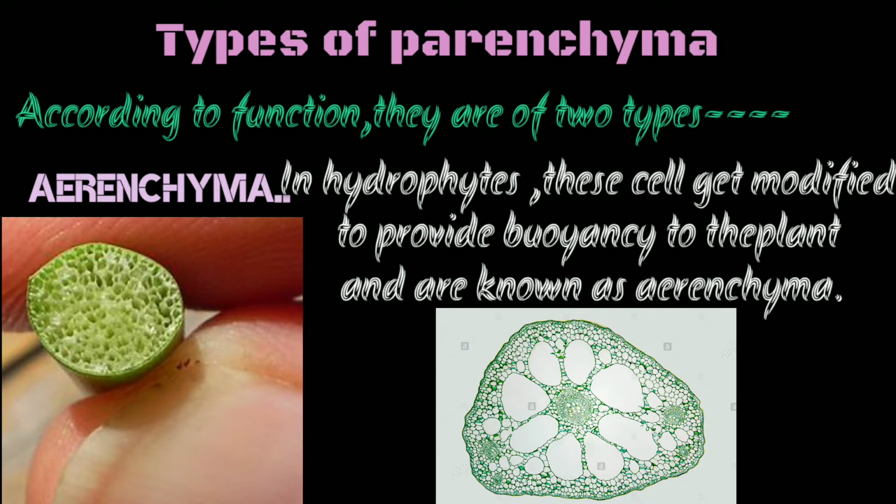Now, types of parenchyma. Actually, there are 2 to 3 types of parenchyma. Here I am first telling you about aerenchyma. What is aerenchyma? In hydrophytes, meaning the plants that live in water, the parenchymatous cells are modified to provide buoyancy, so that they can float, and are known as aerenchyma. See in the diagram, if you cut this stem, in the first diagram you can see there is a space. These are the aerenchyma, meaning air cavity, and in the second diagram also an air cavity is present.